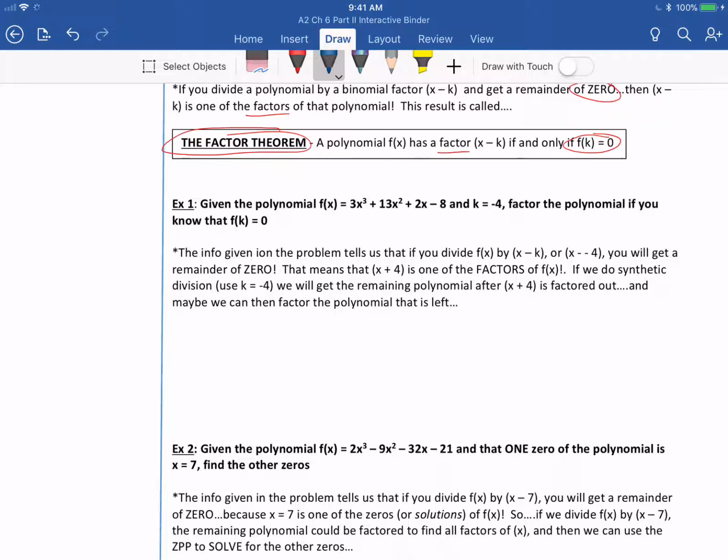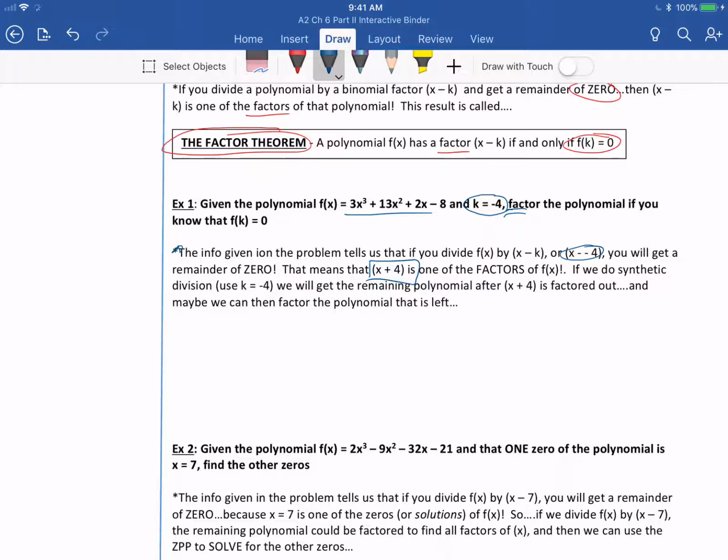All right, so for this first one here, it says 3x cubed, all that guy, and it tells you that k equals -4. So you know that f of k equals 0. So the remainder of this guy is 0. And it talks about in here, in this star, that this means that x minus a -4 is a factor. So minus a negative is obviously x plus 4. So we know that this can be factored out of there.